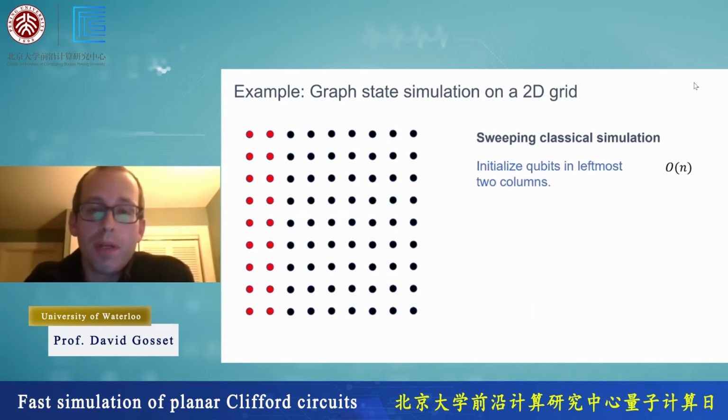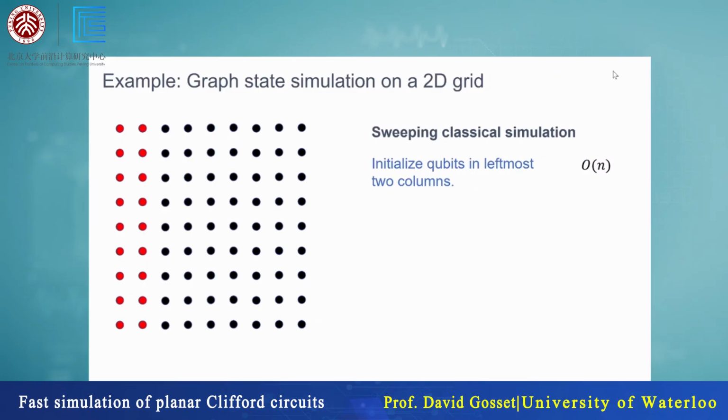This is what we call the sweeping classical simulation. This algorithm was actually presented in our 2018 paper with Bravyi and König. In this, we would start by just initializing the qubits in the leftmost two columns in our classical memory. The number of qubits there is order root n. So the storage cost is root n squared, which is order n. Then we would apply the controlled z-gates that are only within those leftmost two columns.